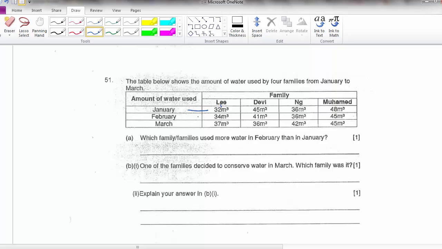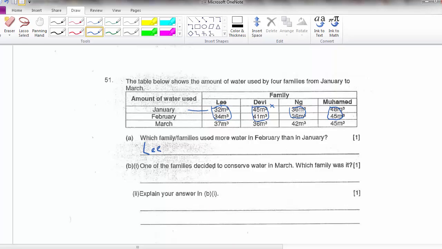So which family used more water in February than in January? So let's see. February and January, Lee is 32 and 34. Devi is 45 and 41, so they don't use more. The Ng is 36, 36, it's the same. And Muhammad is 85, 48, 45. So which family used more water? Basically, it's the Lee family.